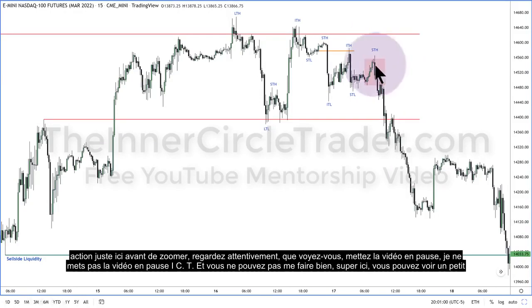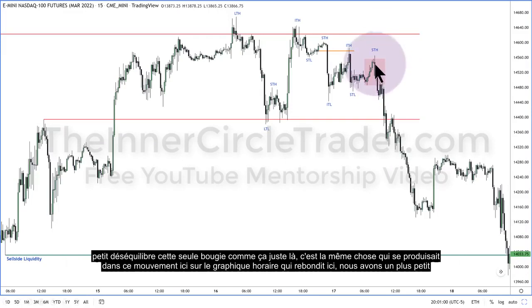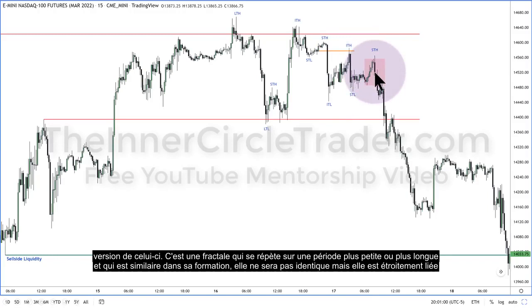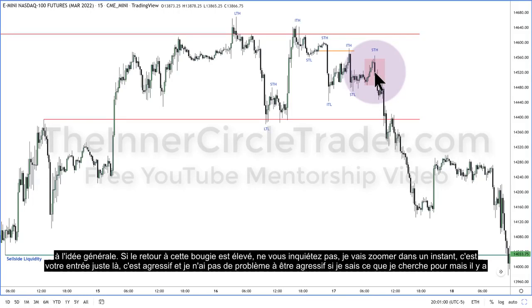Right in here, you can see a small little imbalance. This one single candle like that, right there. That's the same thing that was occurring in this move here on the hourly chart that gets rebalanced there. Here, we have a smaller version of it. That is a fractal. That's something that repeats on a smaller or higher time frame that's similar in its formation. It won't be identical, but it's closely related to the general idea.